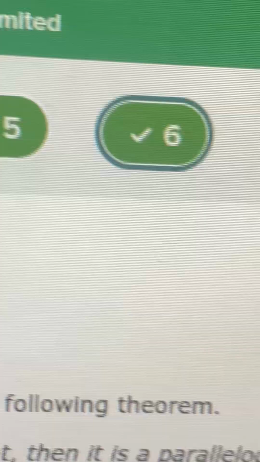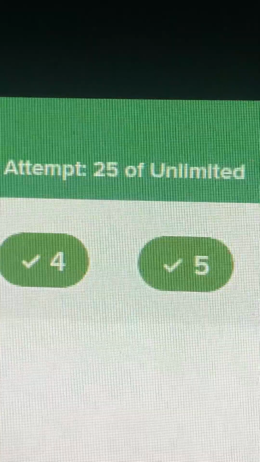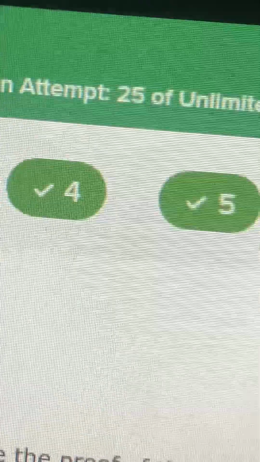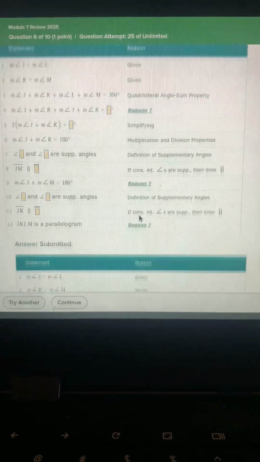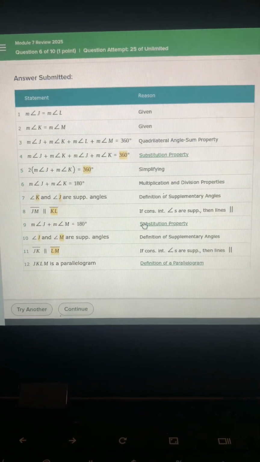Good afternoon. We're on question 6, and as you can see, I am kind of a pro at this one. It's the same thing, except it's a bit longer. You know how they say longer is better, which is not always correct.